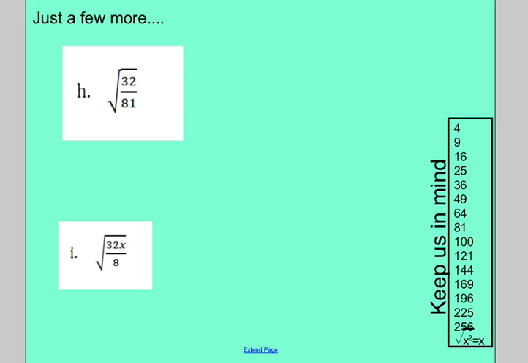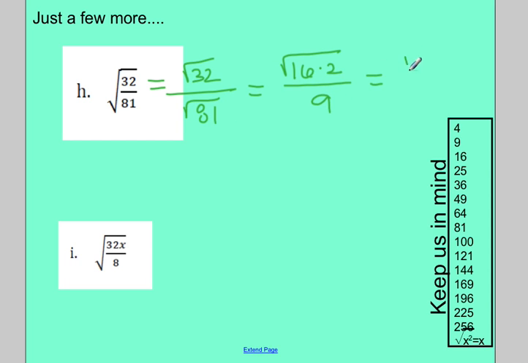H. We have square root of 32, really over the square root of 81. So square root of 32 is not a perfect square, but I would think to myself, is there a perfect square in 32? 16 times 2 is 32. All over square root of 81, which is 9. So I have square root of 16 times square root of 2 over 9.